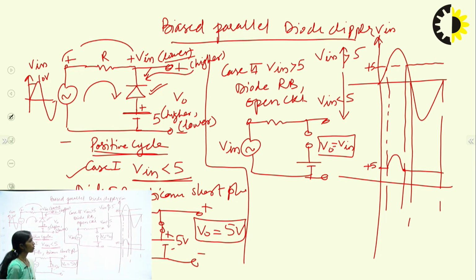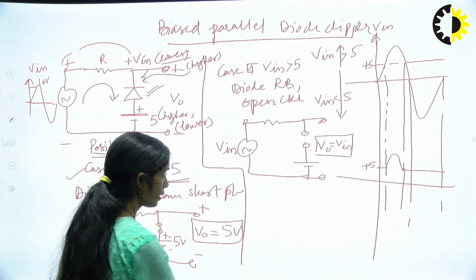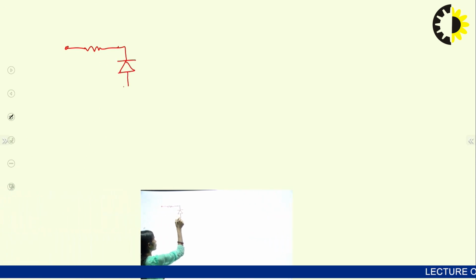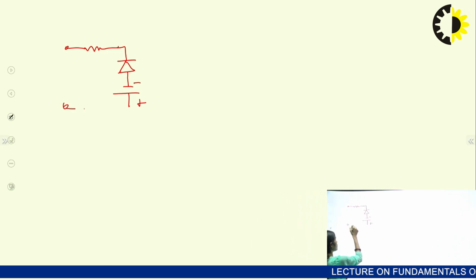So this is one configuration of the biased parallel diode clipper. Let us see another configuration of the diode biased clipper. Let's say we have changed the battery terminals. The diode will be in the same configuration. I have changed the battery terminal: above is negative and lower is positive.